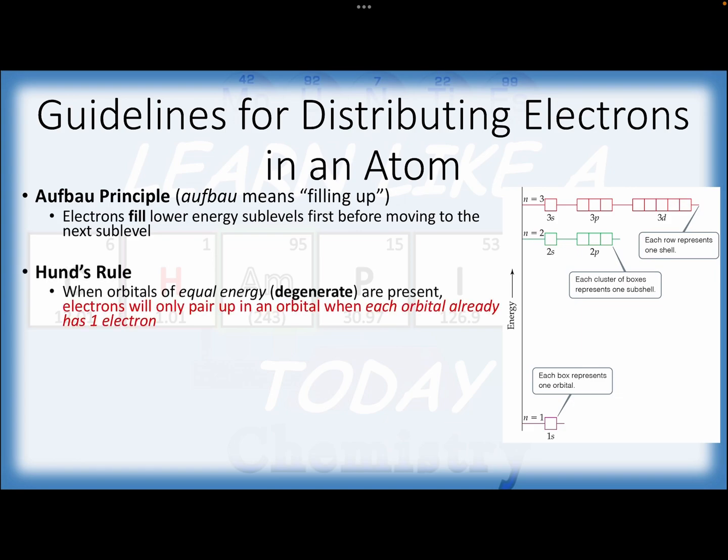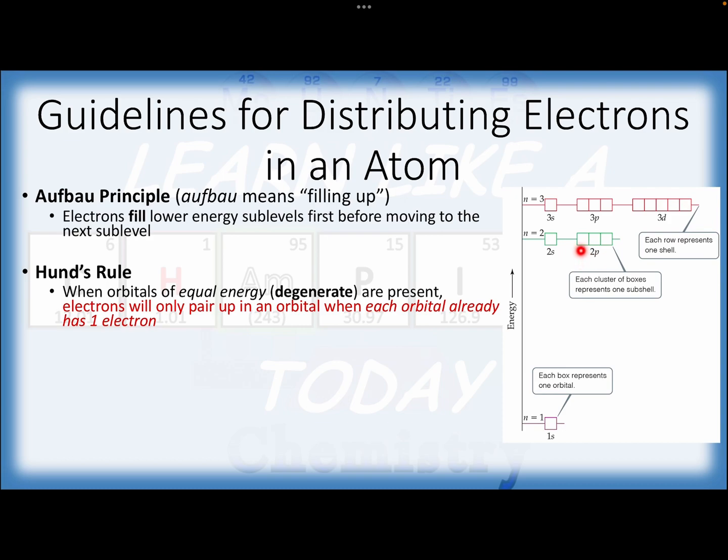When you get to a sublevel where there is more than one orbital, so the 2p sublevel, when you have multiple orbitals that are at the same energy, we say that those orbitals are degenerate. Okay, so the 2p level has 3 degenerate orbitals. And what Hund's rule tells us is, as we're distributing electrons into that 2p level, there's 3 orbitals, so it can hold up to 6.